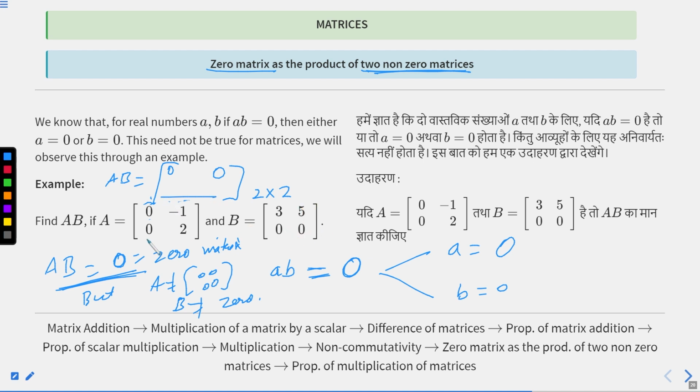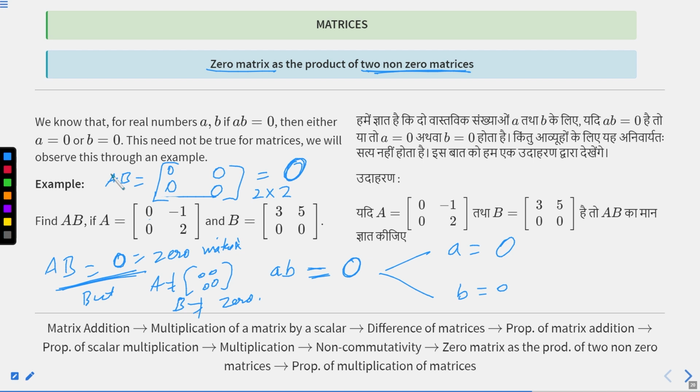Now for this, 0 3 0, 2 multiplied with 0 will give you 0. Now 0 with 5 0, so the final entry will also be 0. This means what? Now this is what your 0 matrix means, the O matrix.